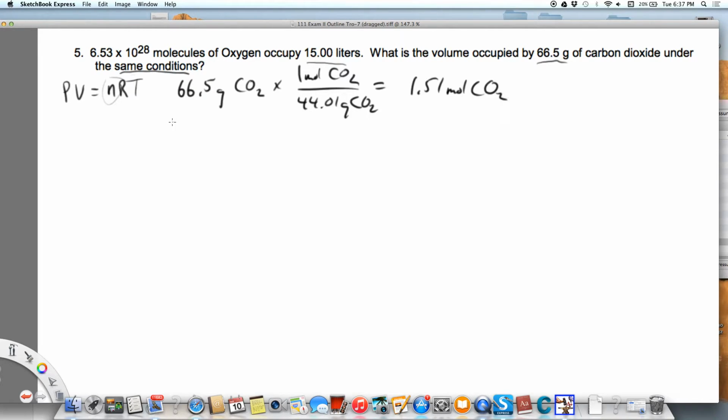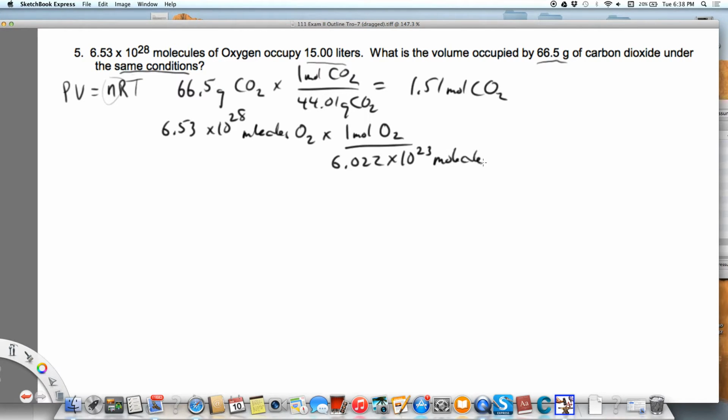And then we want to take the 6.53 times 10 to the 28 molecules of O2, and we want to change it to moles. So we're going to use Avogadro's number for that. And moles of O2 is 1.08 times 10 to the 5th moles of O2.